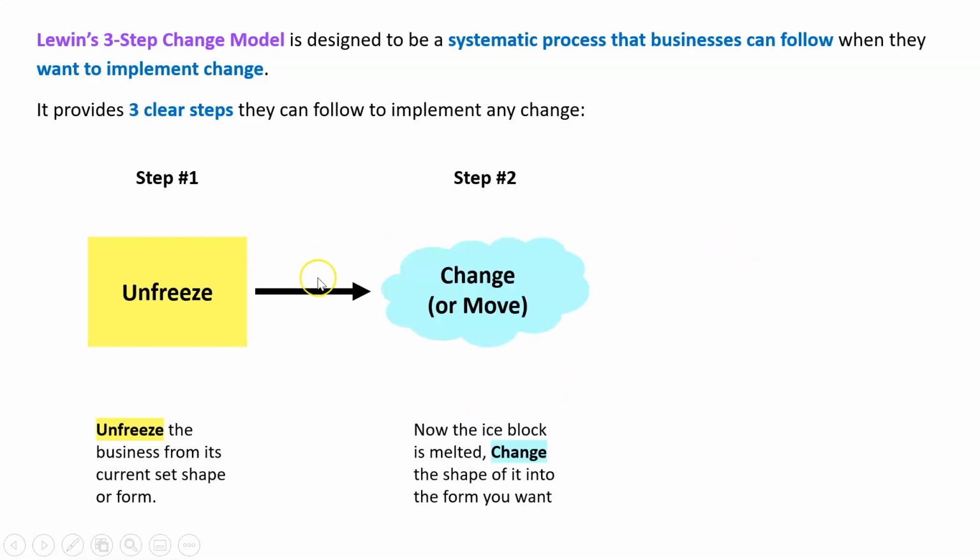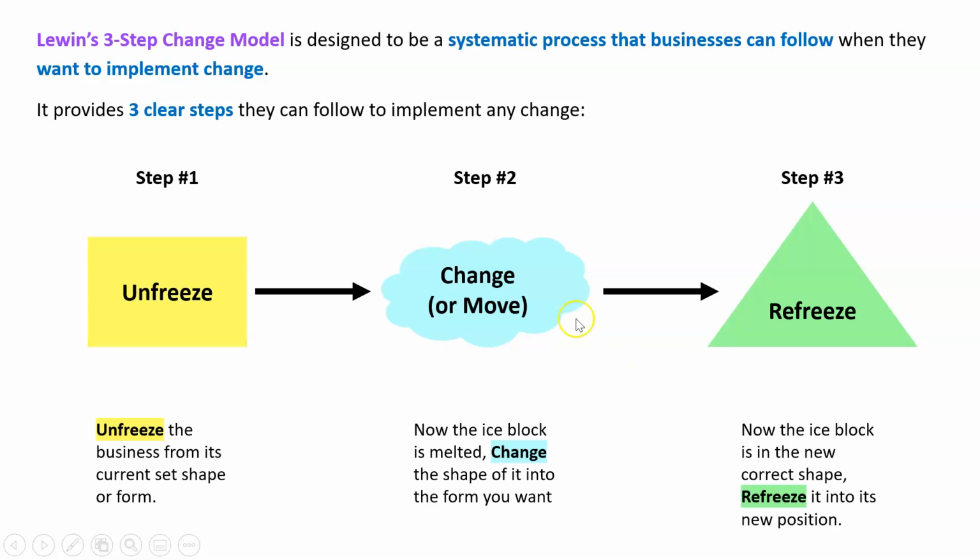Then, when it's melted a bit and we can move it around and manipulate it, we need to change, or some textbooks say move, same thing. Now the ice block is melted, change the shape of it into the form you want. And then we need to refreeze it. So we've changed it from, say, a square or a rectangle. We change the shape, now it's a triangle. Refreeze it. Chuck it back in the freezer so it's set in the new position.